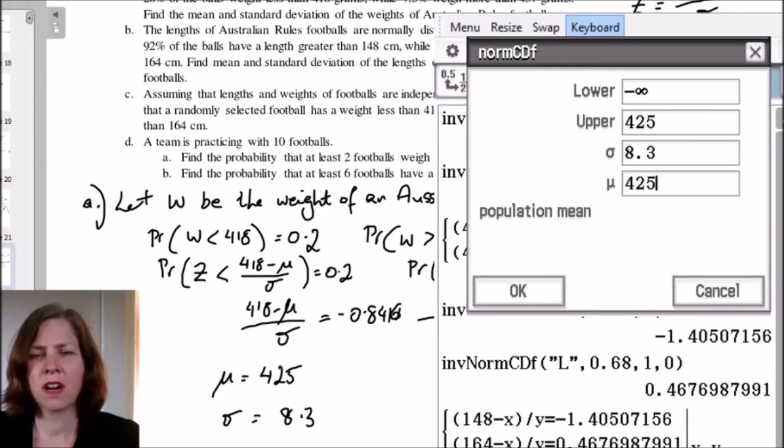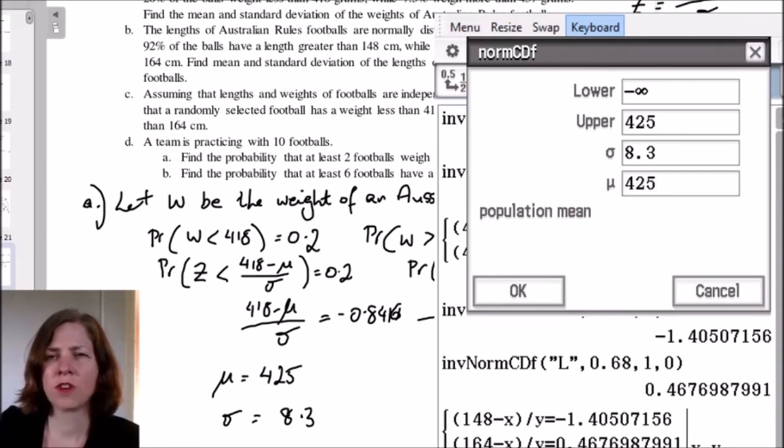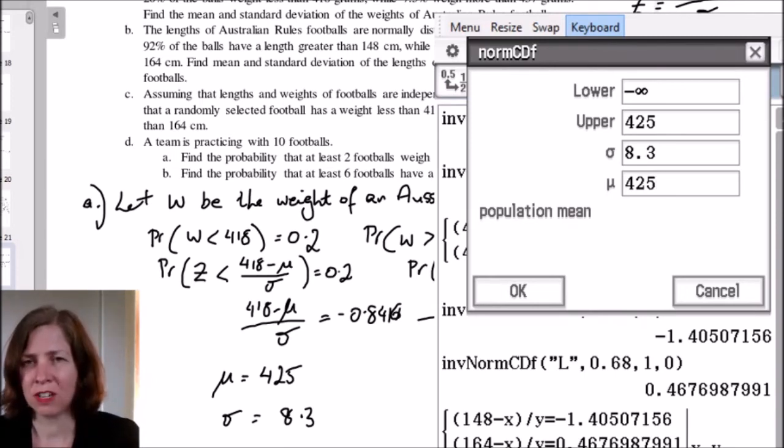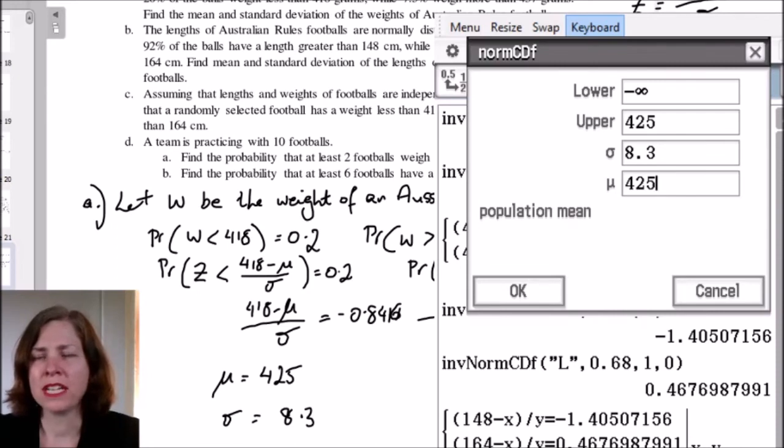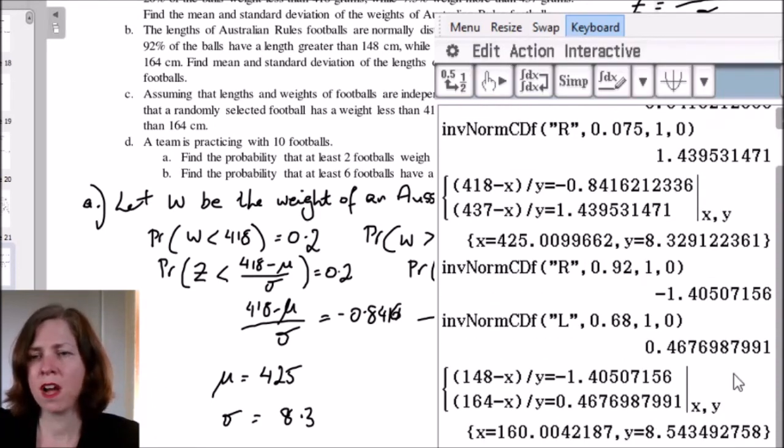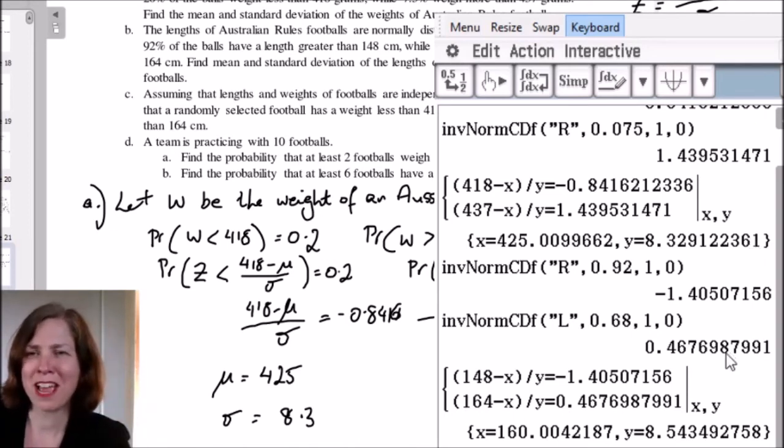So the first thing I wanted to show you is that I've gone back to my answer to question A in order to do this. I hope you remembered not to do an inverse this time, but to do a norm CDF. And we have our lower boundary is negative infinity and our upper boundary is 425. So if I'm using the W distribution, then I've got a mean of 425 and a standard deviation of 8.3. So I've entered those in. So let's see what CAS gives us. Okay, 0.5. That's interesting. All right. Then that makes it nice and easy. I don't need to worry about rounding.